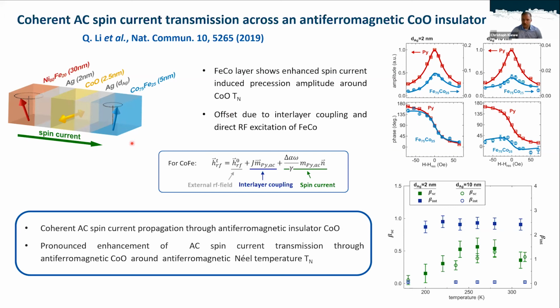And furthermore, by taking a temperature series, we were also able to show that this coherent spin current transmission through the cobalt oxide is enhanced around the Néel temperature of roughly 260, 270 Kelvin of the cobalt oxide, which is a really, really interesting result.